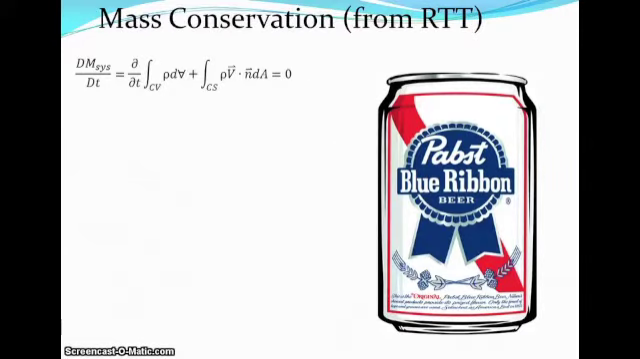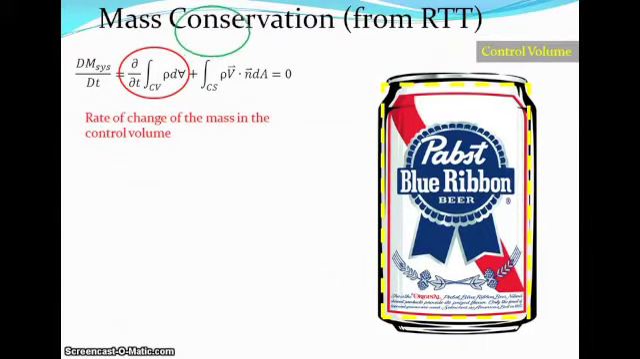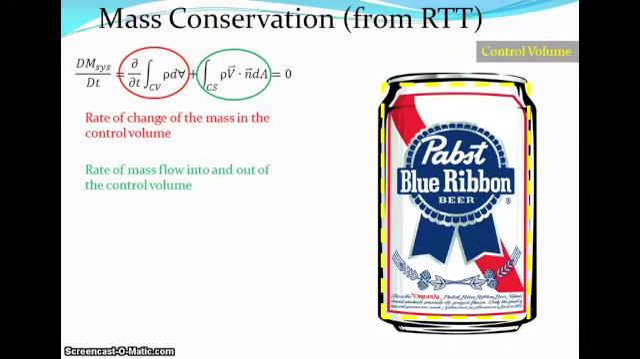We are going to use the Reynolds transport theorem and apply conservation of mass to this system. Our control volume is a fixed and non-deforming can of Pabst Blue Ribbon. For the system's mass to be conserved, the rate of change of mass in the control volume, our can of beer, must be equal to the sum of the mass flow rate into and out of the control volume.